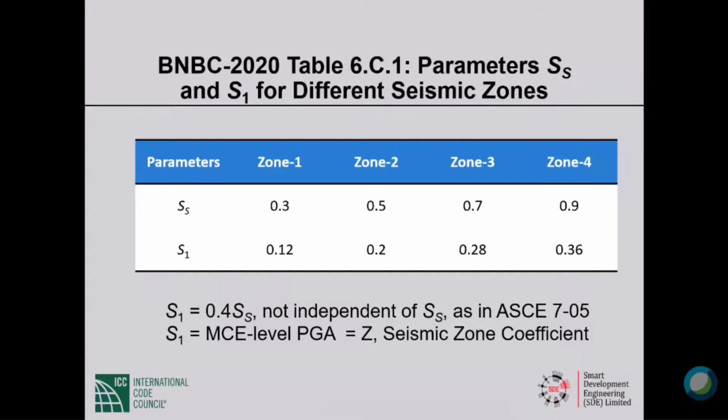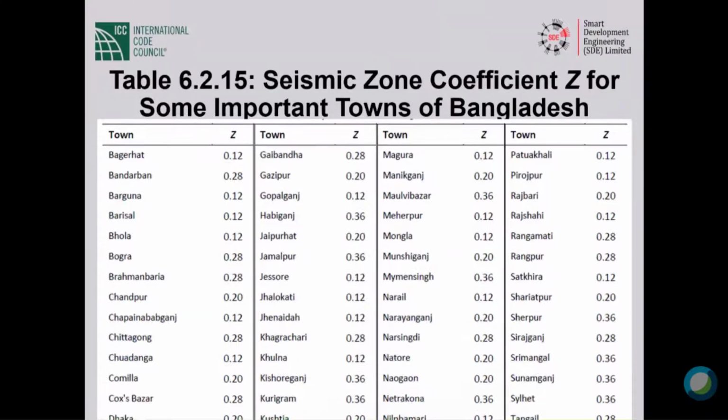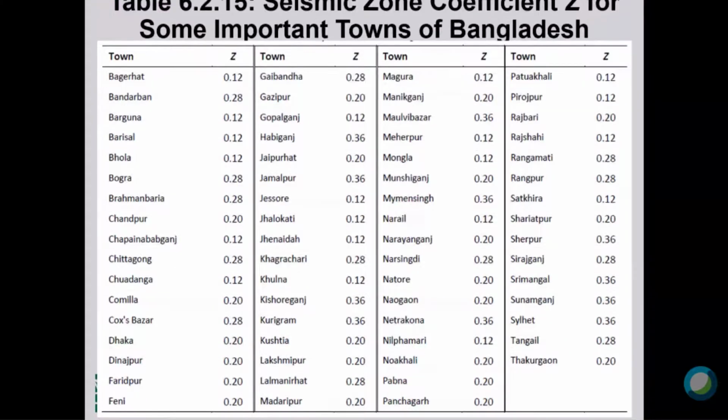So for 0.3 S sub S, the peak ground acceleration is 0.12 g. And Z is the same, the peak ground acceleration in zone 1, 0.12. S sub 1 being 40% of S sub S, S sub 1 and Z are identically the same. Hopefully that is clear. I probably repeated the same thing multiple times.